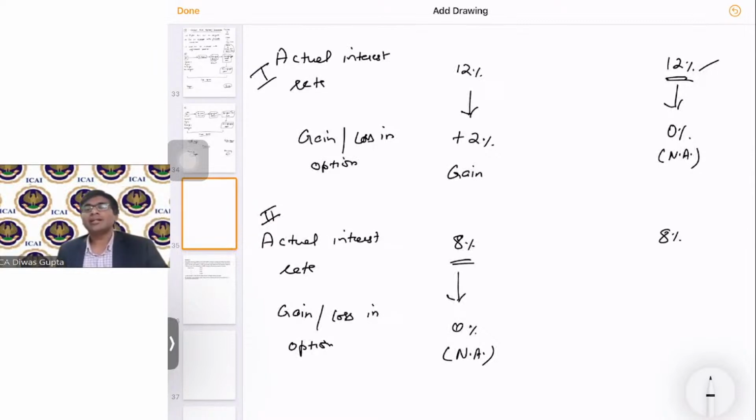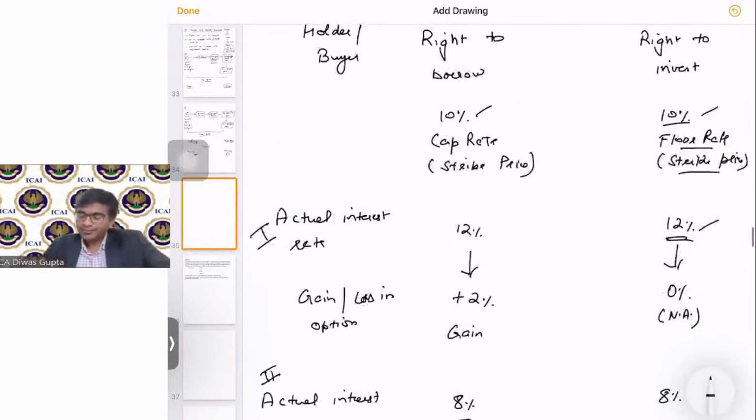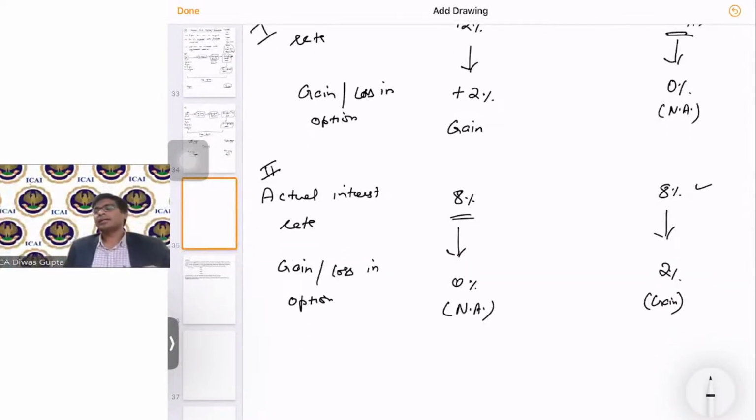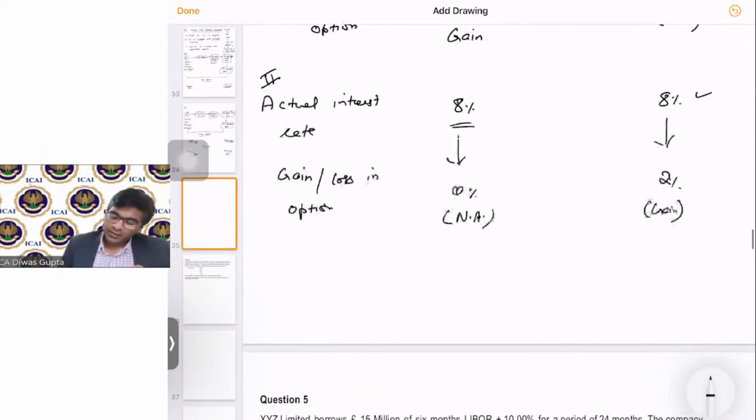Then in case 2, we assume that it is 8%. Now think again what the holder of the floor option will think. I have a right to invest at 10%. Correct? I have a right to invest at 10%, but the market is giving me only 8%. So don't you think he will be happy, because 2% would be the gain in this particular case? Because he will then exercise his option to maintain the interest rate at 10%. Now, ultimately, what will happen?